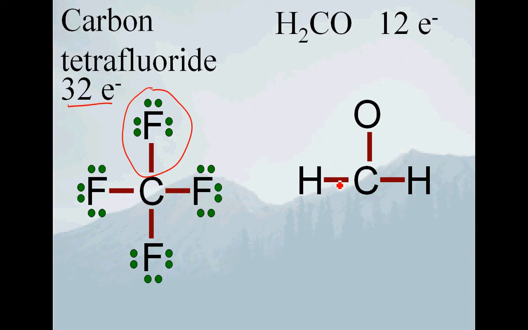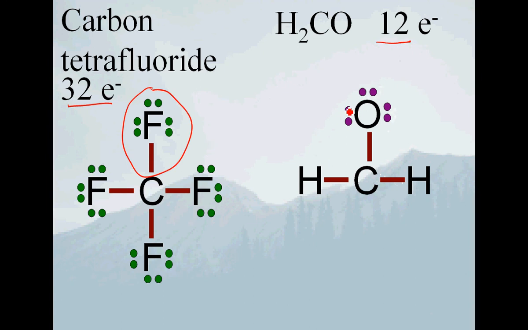Next step is place remaining electrons around the outer atoms, give each an octet. We ignore hydrogen, we go to oxygen. It's only got 2 electrons around it, so we put 6 more. And we have run into our limit. We have drawn 2, 4, 6, 8, 10, 12 electrons. So we're out of electrons.